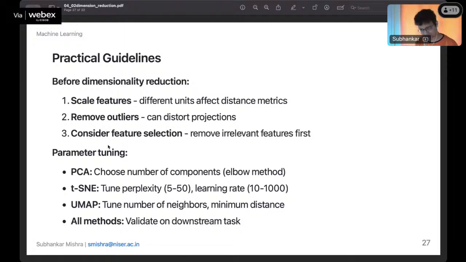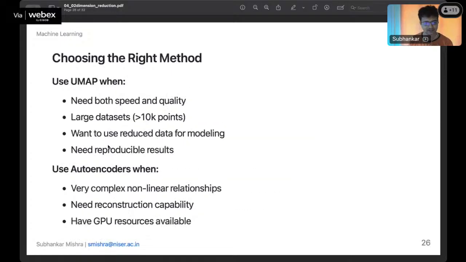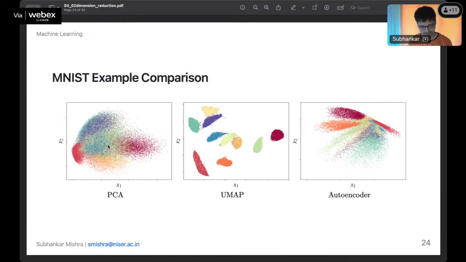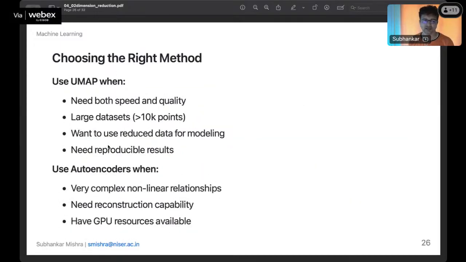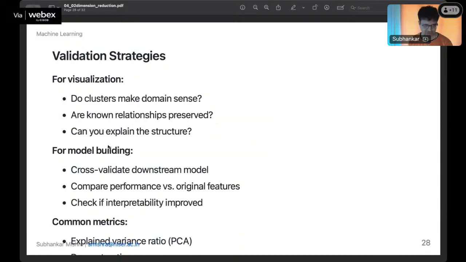You validate on the downstream task. We'll talk about the downstream task in some time maybe. Visualization, that's what we do. I told you, do clusters make domain sense? Like in the number clusters here, we could easily verify if I had marked which is one, which is two, which is three, but generally this is 1, 2, 3, and 4, 5, 6, 7, 8, 9. Then we can easily verify. Okay, so do the clusters make sense or not?